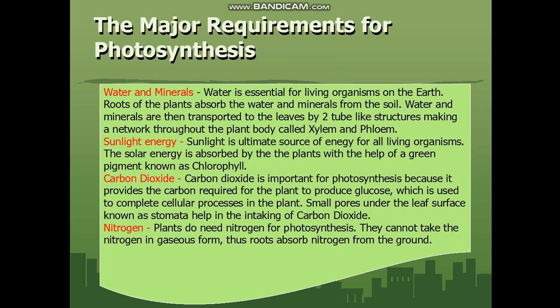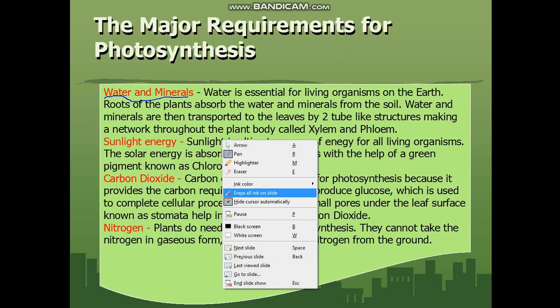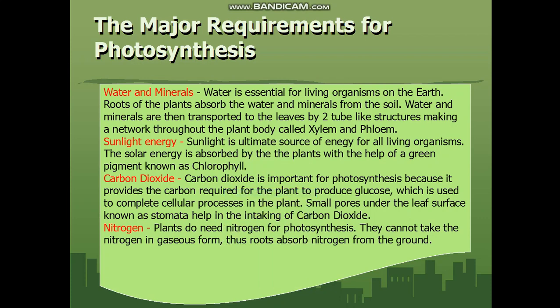So first comes water and minerals. Water is essential for all living organisms on the earth. Roots of the plants absorb the water and minerals from the soil. Water and minerals are then transported to the leaves by two tube-like structures making a network throughout the plant body, which are called xylem and phloem.